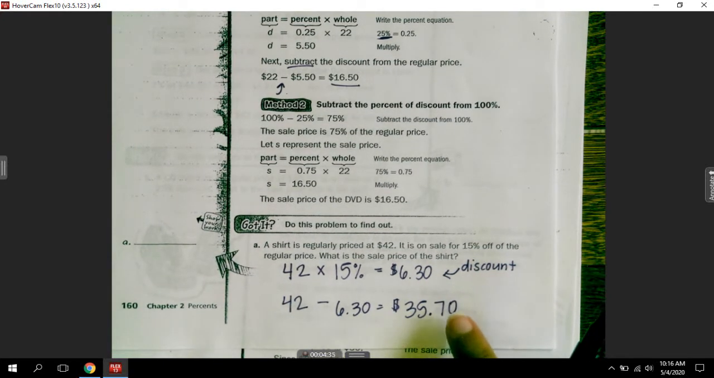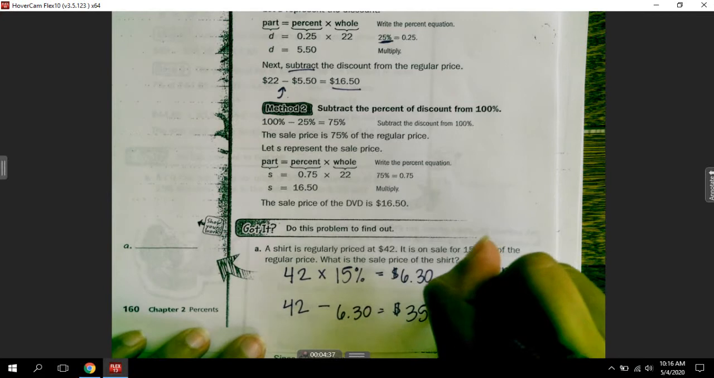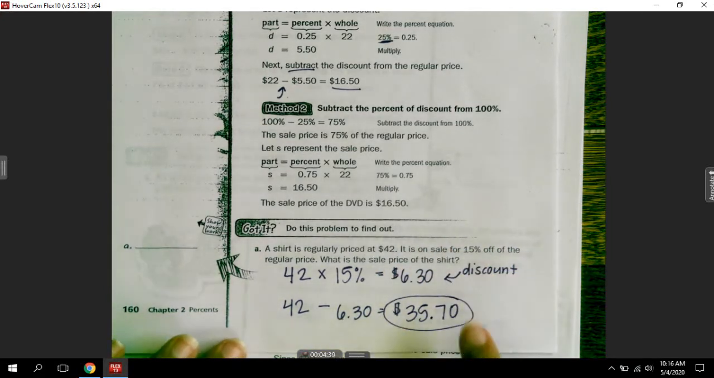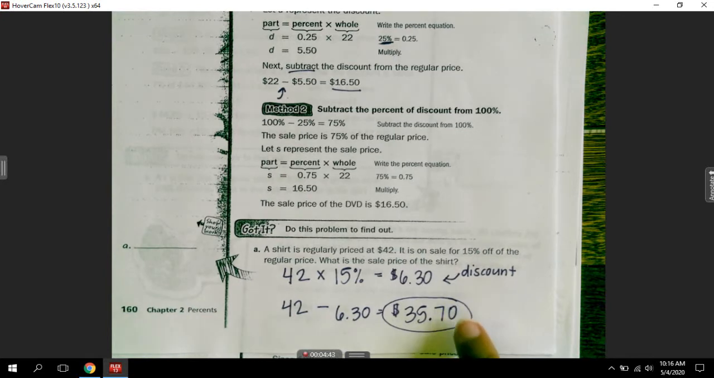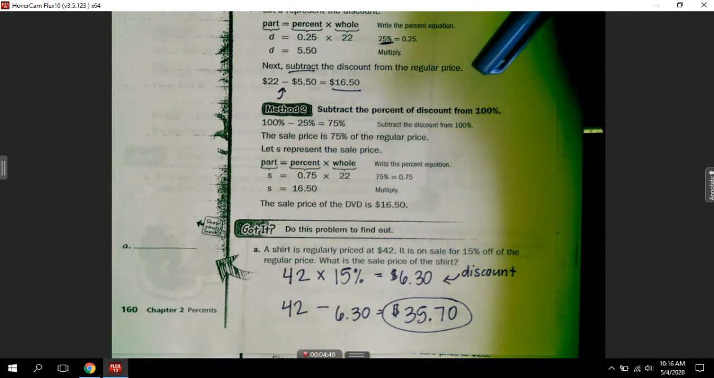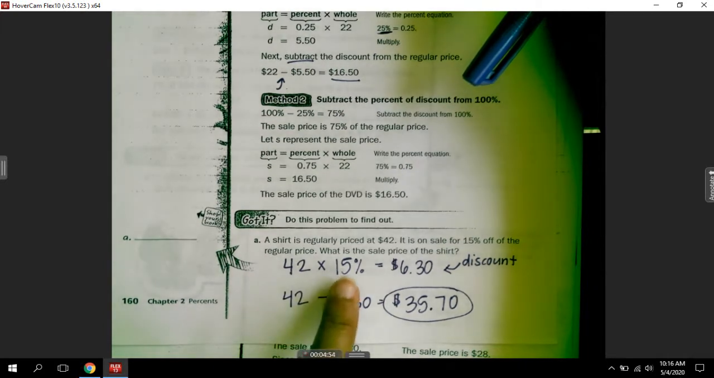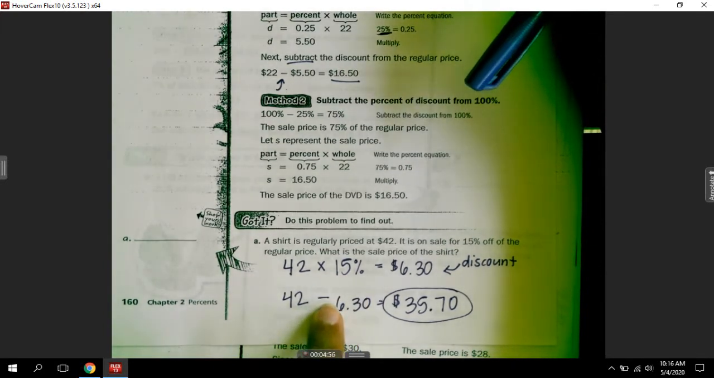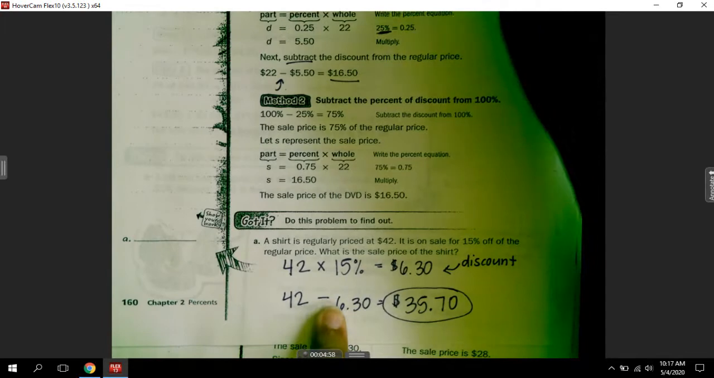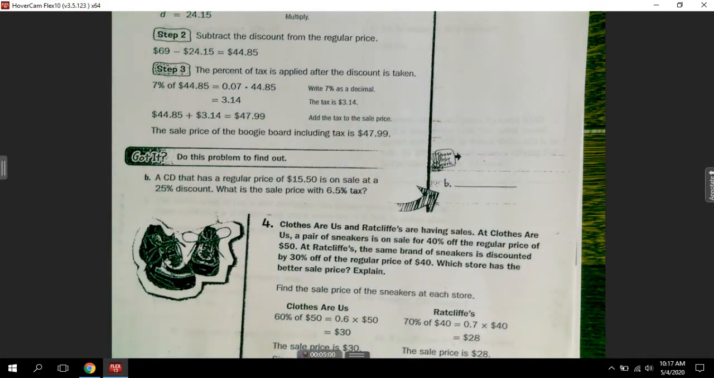You have to remember to add that 0 to it because we're dealing with money. Okay? Do not give me an answer of 35.7. I will not accept that. Please, please, please remember to add that 0 to the end. Okay? So nothing's really different except, again, that subtraction sign. You're still multiplying by the percentage, and then you're going to subtract it from the original to get your answer. All right.